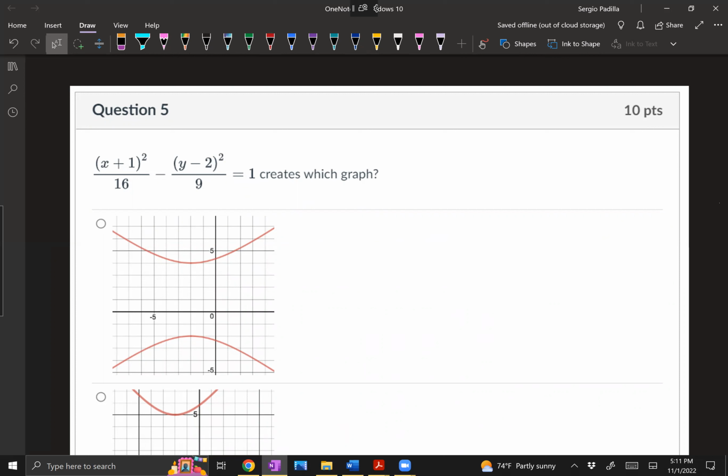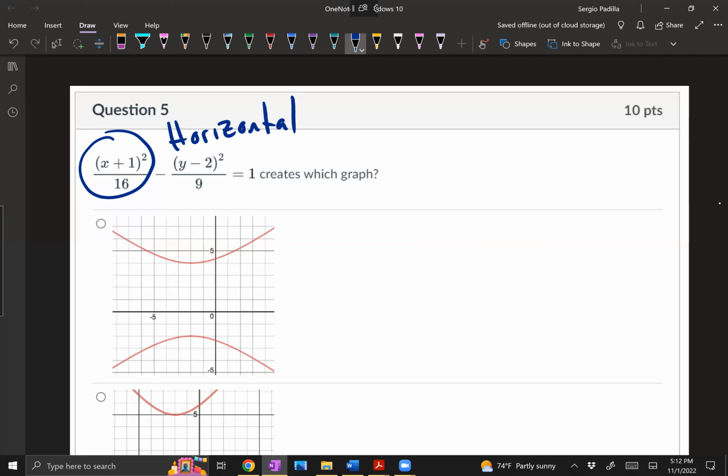Okay, remember that you can tell whether it's going to be horizontal or vertical based off of which value comes first. In this case, because the x value comes first, tell me what kind of hyperbola am I going to see here? This is going to be horizontal. Okay, it's going to be a horizontal hyperbola.